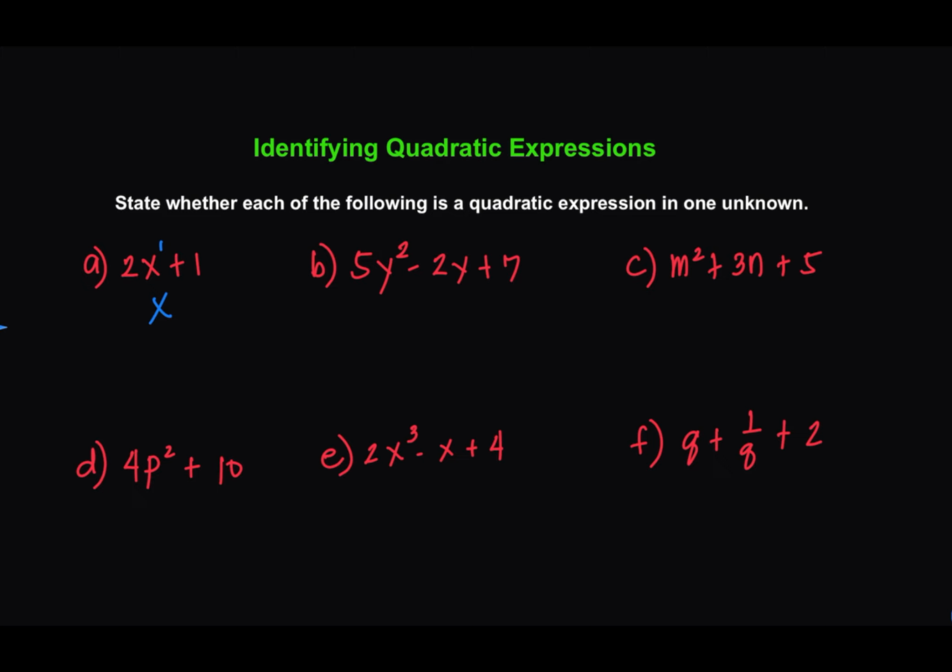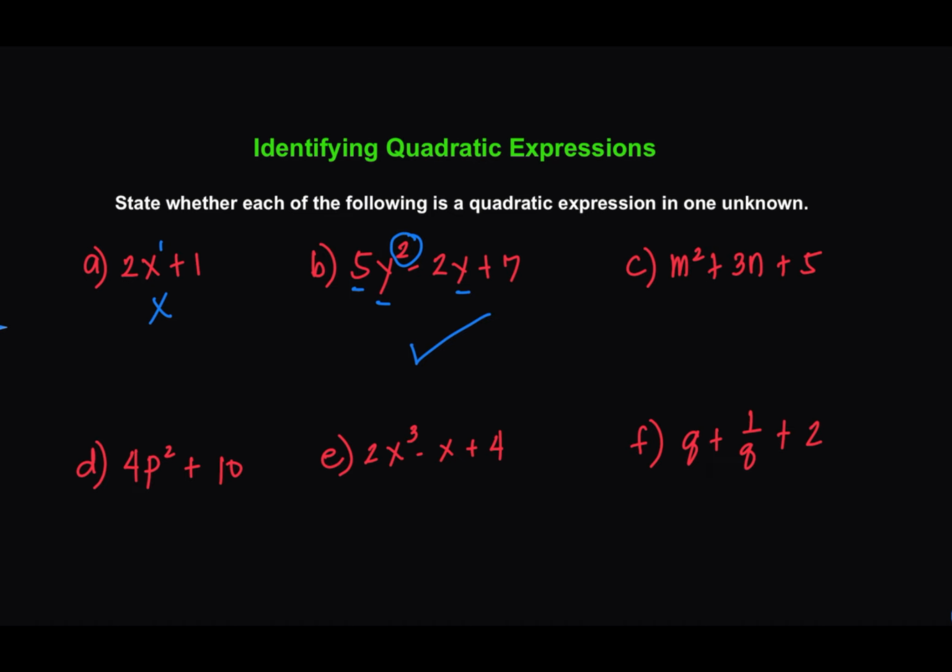Next, we move on to letter B. 5y squared minus 2y plus 7. Okay. So, ano ba ang highest exponent? Highest exponent is 2. Only one unknown. A is 5. And in the form of ax squared minus 2x plus c. So therefore, B is a quadratic expression.